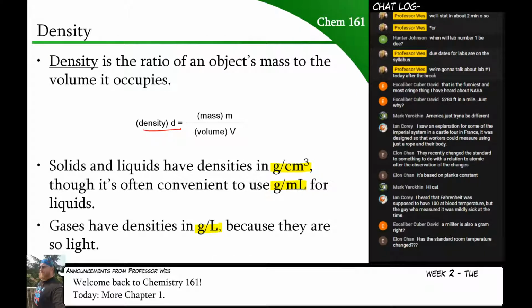So we use these specific units, but keep in mind, centimeters cubed and milliliters are the same thing. So if you give the density of a solid as grams per milliliter, that's totally fine. Most reasonable people would be able to interpret that.